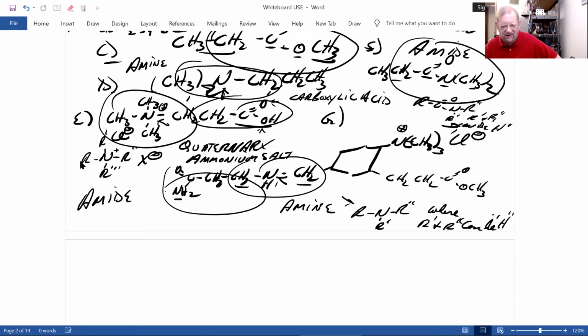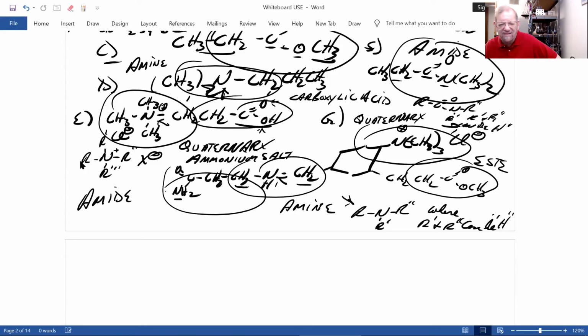Here's the general structure of different types of amines. Over here, we have an ester. And over here, we have a quaternary ammonium salt.